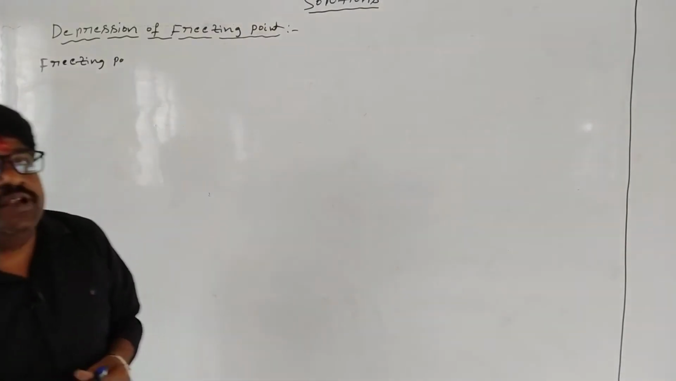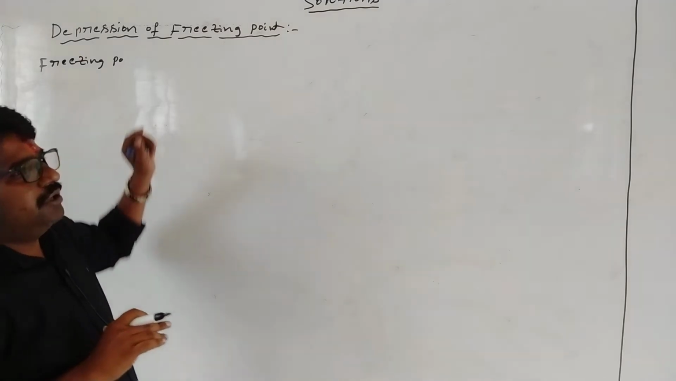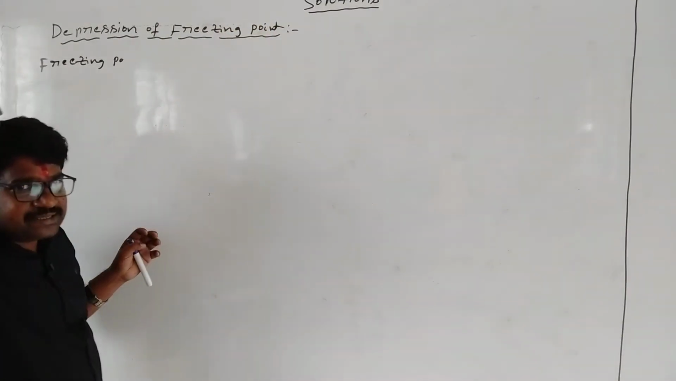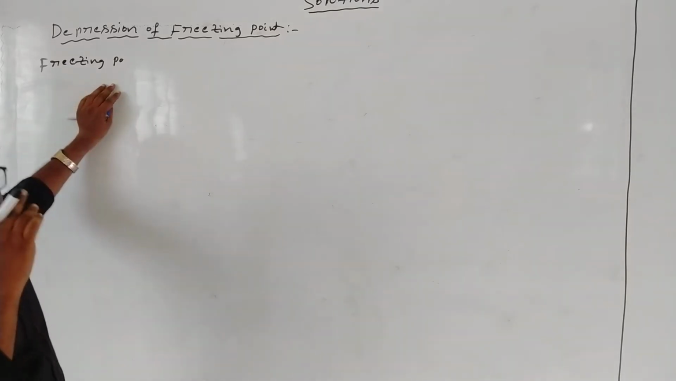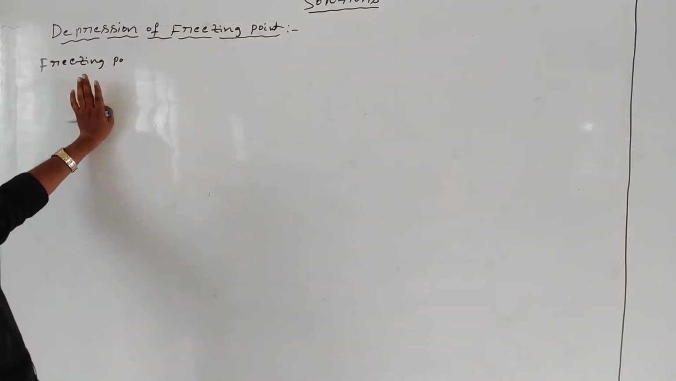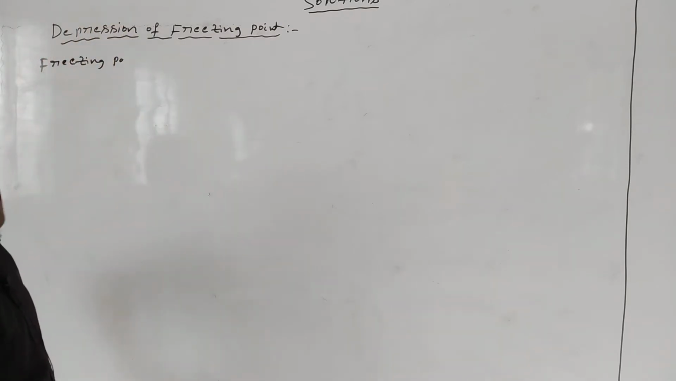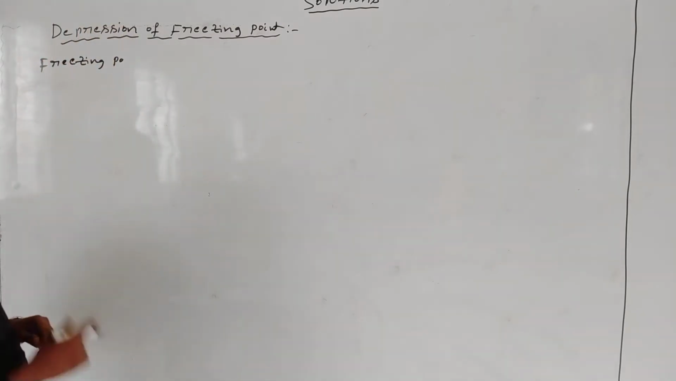Yes, good evening, students. Continuing our chapter on solutions, we have discussed colligative properties previously. Two properties are already done. Now, today one more property, that is depression of freezing point.